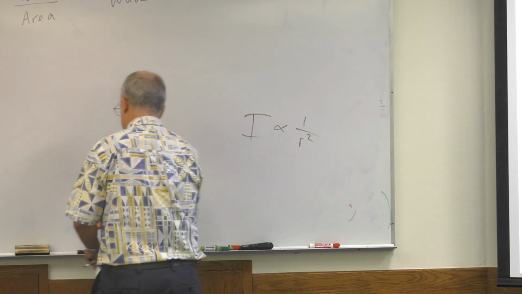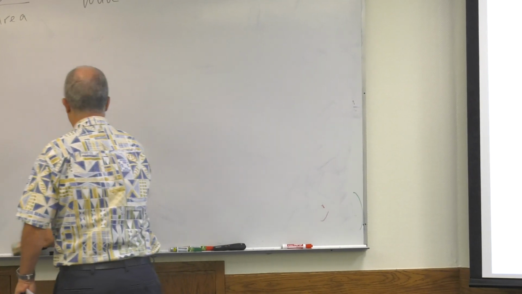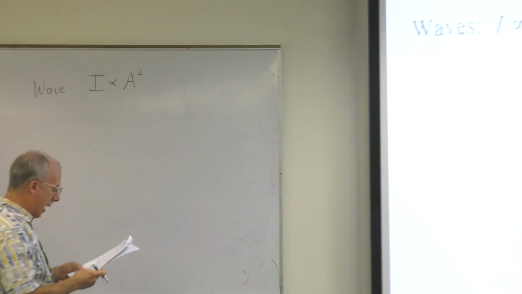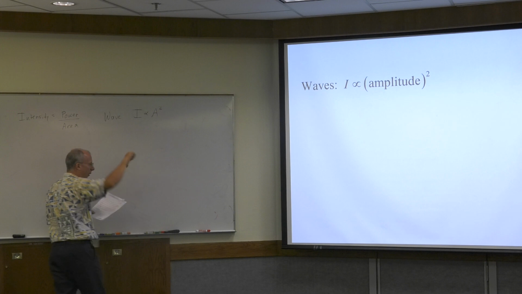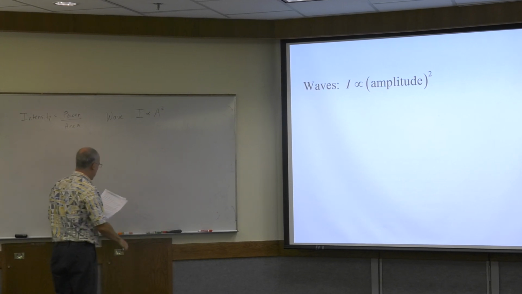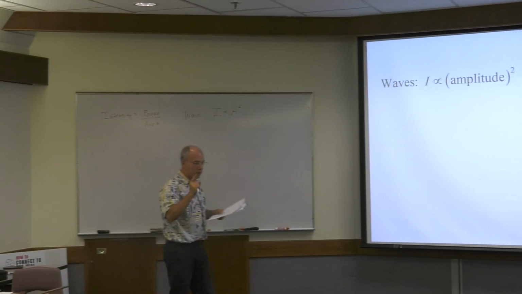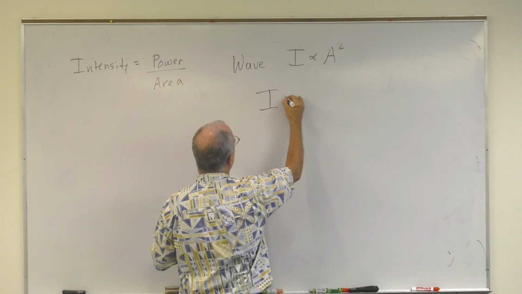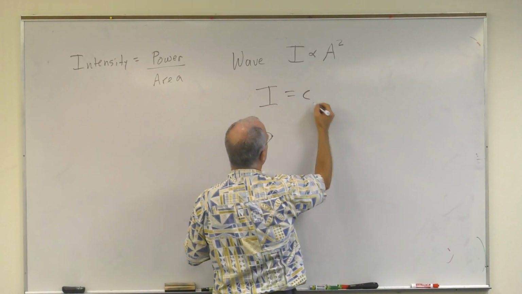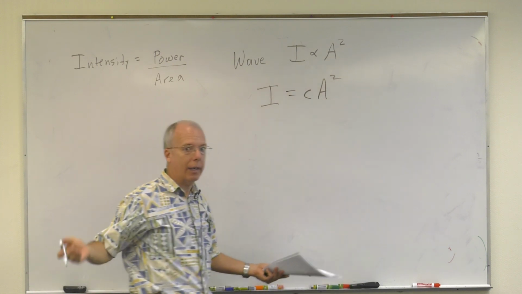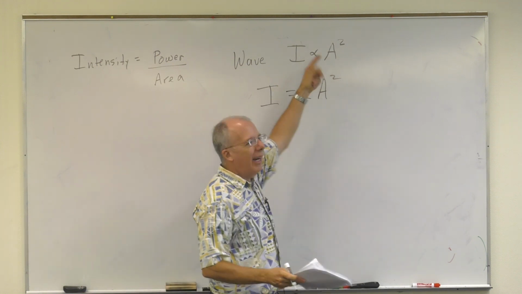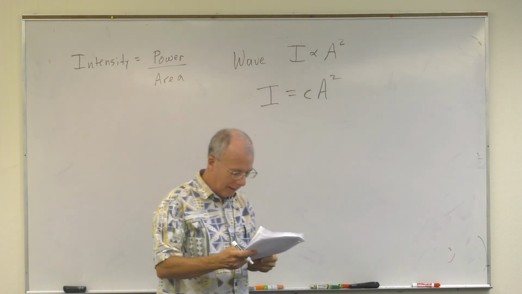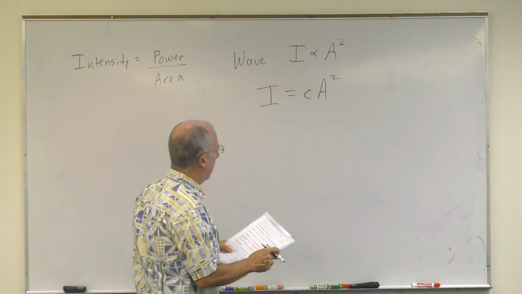But we're not talking about point sources now. We're talking about waves. So intensity is proportional to amplitude squared. Now this is a proportion sign, and we don't like proportion signs. So if we just have one source of waves, we're just going to say that the intensity I equals some constant times the amplitude squared. Because if it's proportional, you can just put an equal sign with a constant of proportionality.